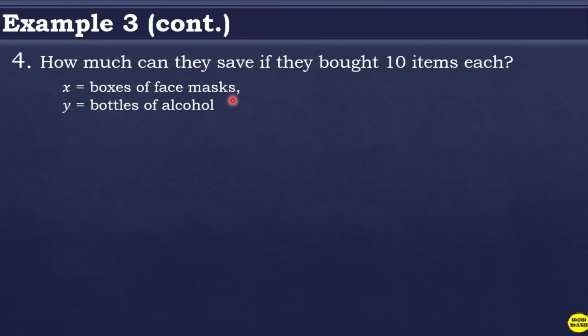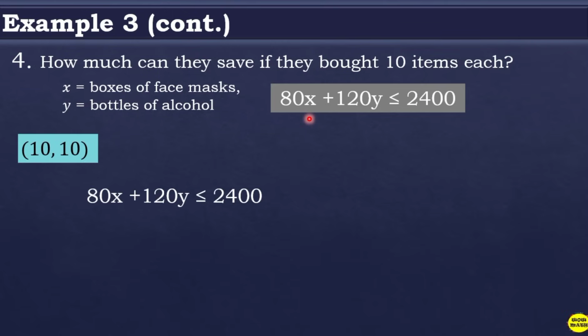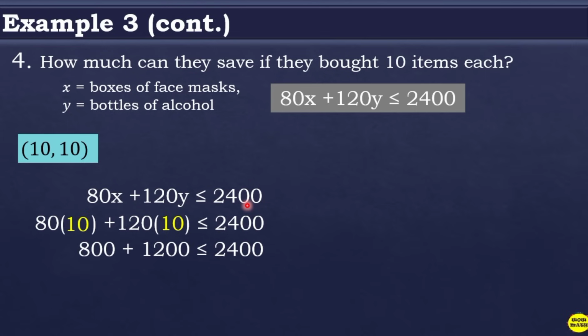How much can they save if they bought 10 items each? So, ito paano naman kung bibili sila if they decided to buy 10 items each? Okay? So, again, our representation, x and y, for the boxes of face masks and bottles of alcohol, respectively. So, you will have this inequality again. So, kung tig 10 daw ang bibilhin, substitute natin yung 10 dun sa ating inequality. So, you will have 800 plus 1,200 is less than or equal to 2,400. So, i-add natin to. This is 2,000 is less than or equal to 2,400.